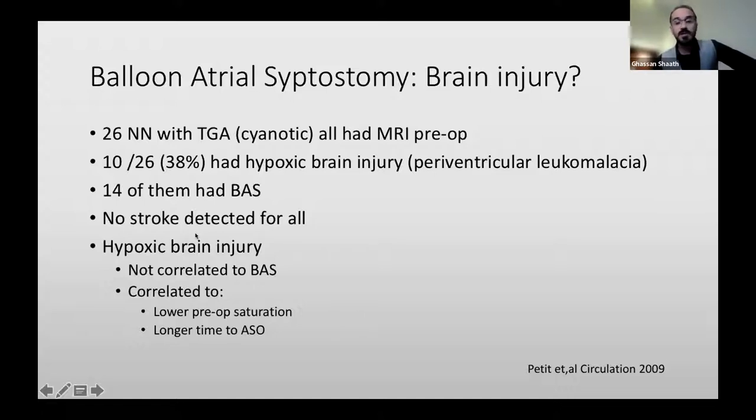And hypoxic brain injury was detected even before, not correlated to balloon septostomy, and it was correlated to lower preoperative saturation and probably longer time during arterial switch operation.